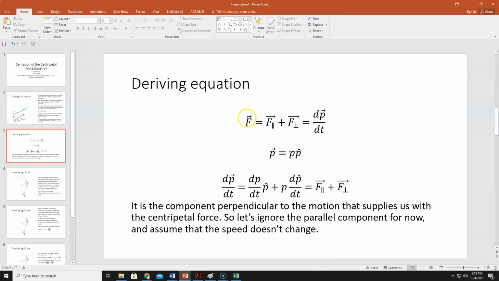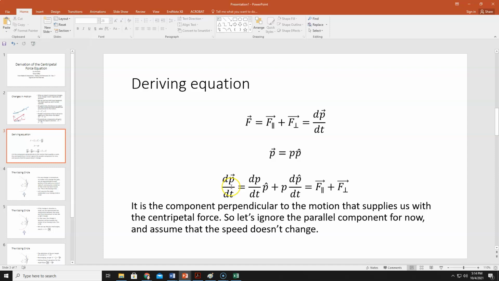Now, the total force is equal to F parallel plus F perp, and that, of course, by Newton's second law, will be equal to dp/dt. We can write any vector as a product of its magnitude with its unit vector. So I can write, without loss of generality, p is equal to p times p hat, where the p here, without the vector symbol over the top, is the magnitude of the vector p. So I'm writing the magnitude of p times p hat, and that gives me my vector p.